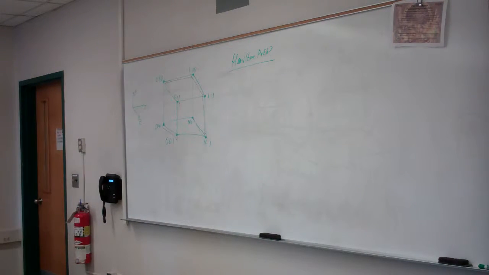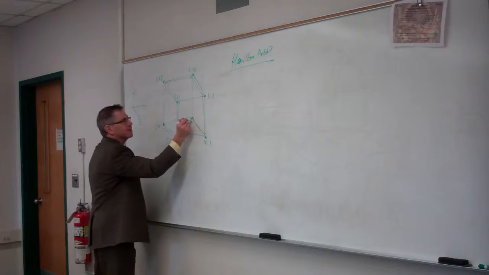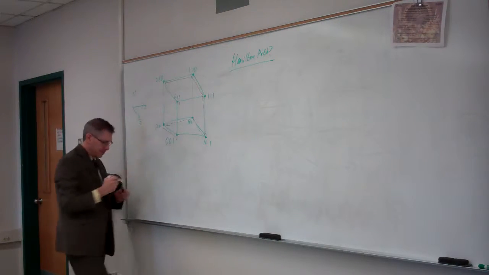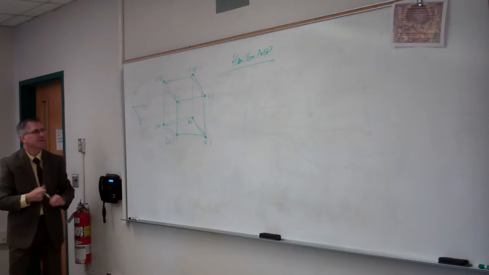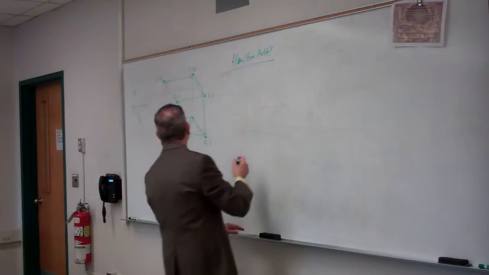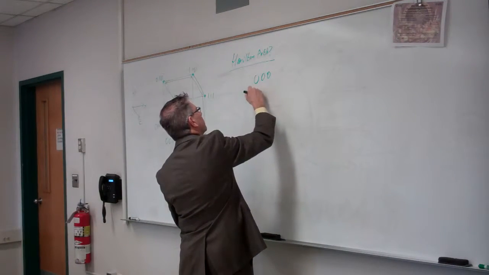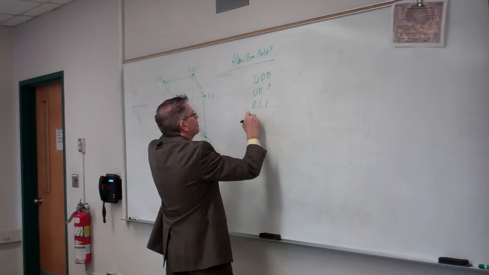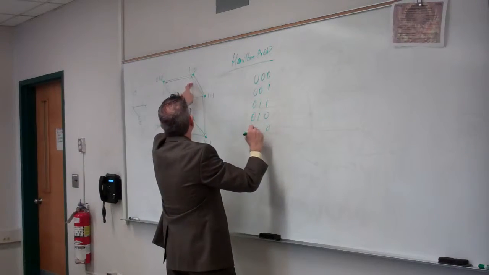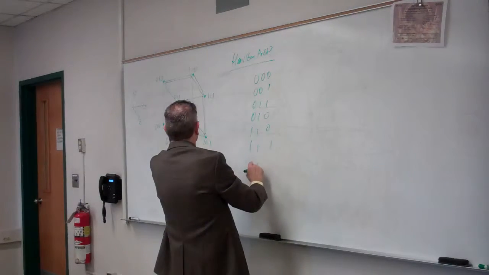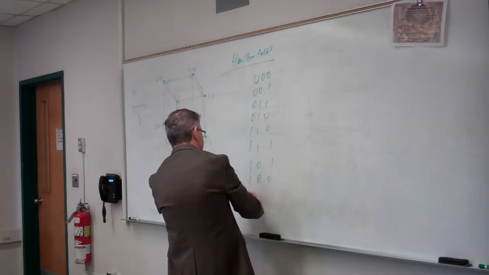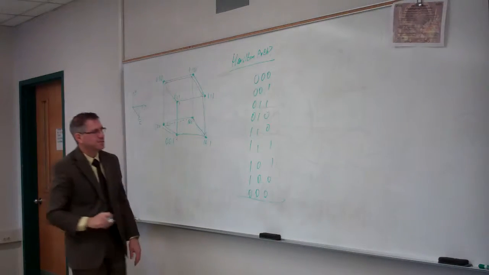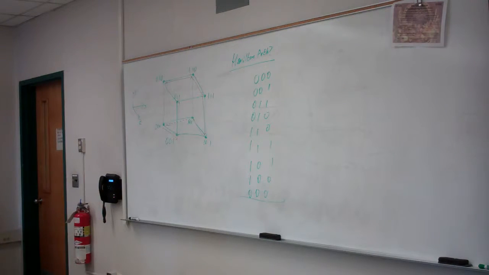Circuit. We could make it into a circuit. Gets us back to the beginning. So if we note our vertices that we visited, we went 0, 0, 0, 0, 1, 0, 1, 1, 0, 1, 0, 1, 1, 0, 1, 1, 1, 1, 0, 1, 1, 0, 0, and back to 0, 0, 0. And yes, as has been noted, that's good old reflective gray code.